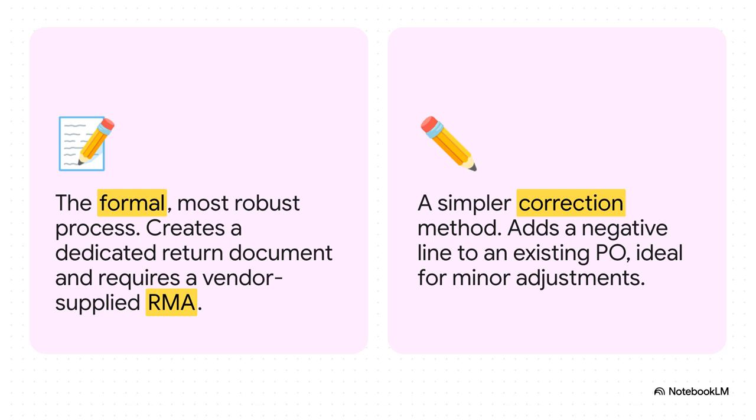Now, this is where it gets really interesting, because the crucial difference here is all about control. The returned order method on the left, that's the gold standard. It forces you to use a vendor-supplied RMA number, which basically acts as a formal agreement and a key tracking reference. On the other hand, adding a negative line to an existing PO is more of a quick correction. It's perfect for refusing a few items right there at the receiving dock before an invoice is even posted. It's simpler for sure, but it totally lacks that formal RMA control.